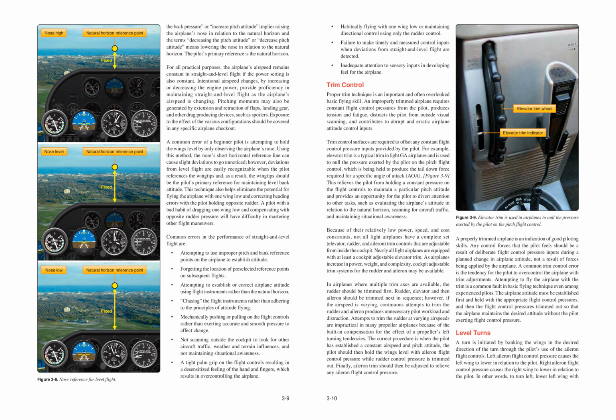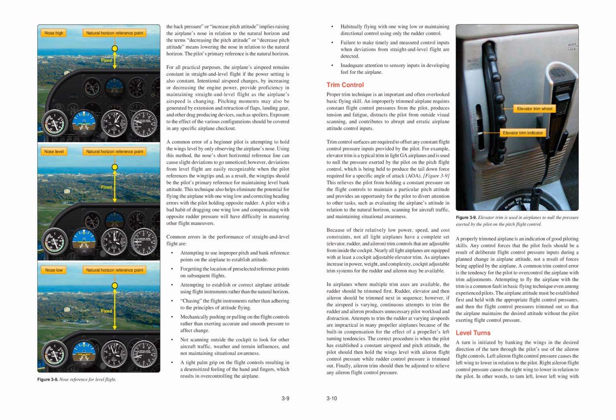Figure 3.10. Elevator trim wheel. Elevator trim indicator. Figure 3.9. Elevator trim is used in airplanes to null the pressure exerted by the pilot on the pitch flight control. A properly trimmed airplane is an indication of good piloting skills. Any control forces that the pilot feels should be a result of deliberate flight control pressure inputs during a planned change in airplane attitude, not a result of forces being applied by the airplane.